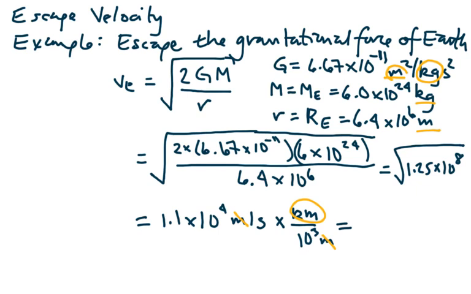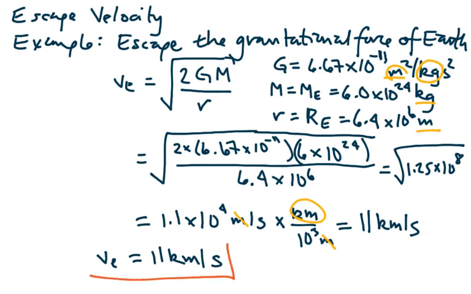And that gives the more familiar result that you may have read in science articles, that the escape velocity of the Earth is approximately 11 kilometers per second. So that's our final value that we need to have the rocket reach as the first step in some of these lunar missions that you've been reading about.